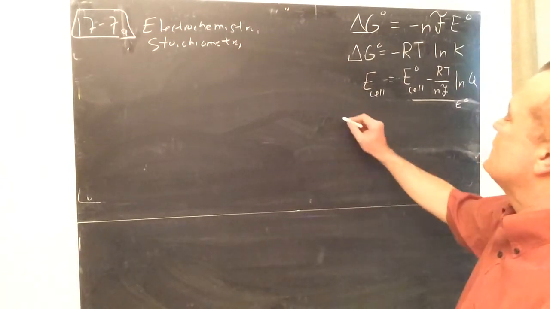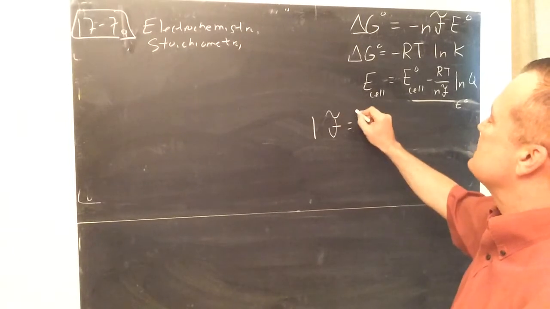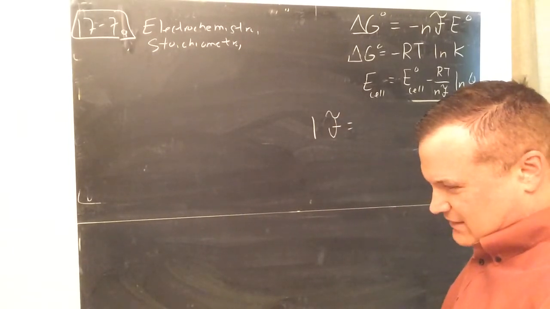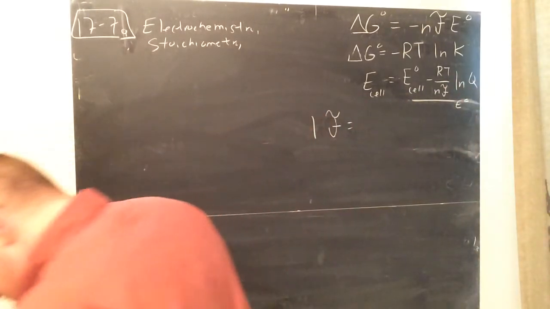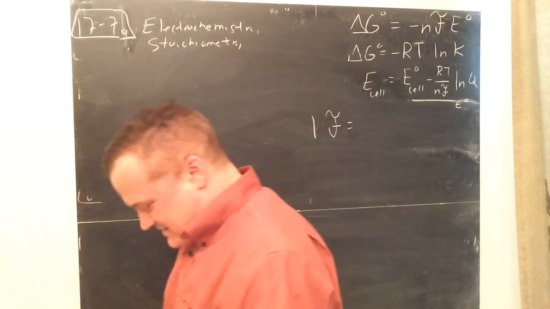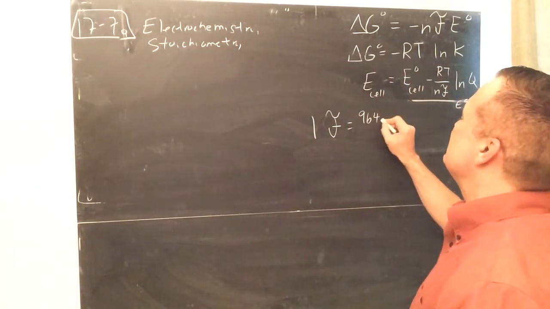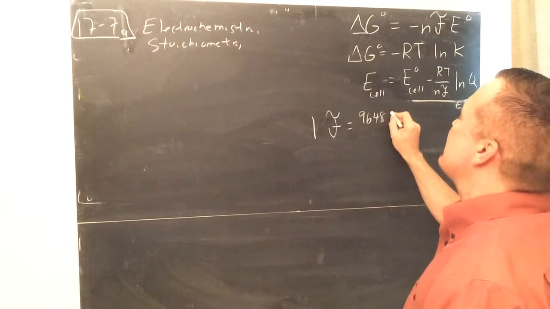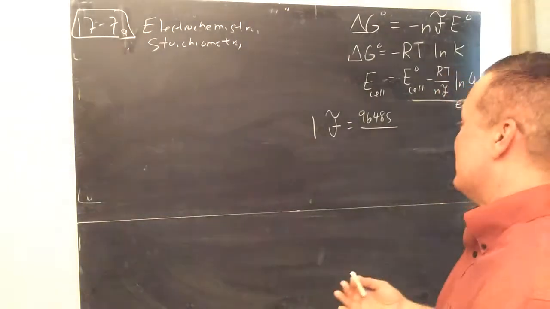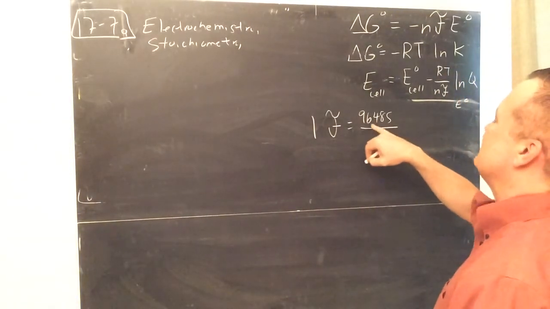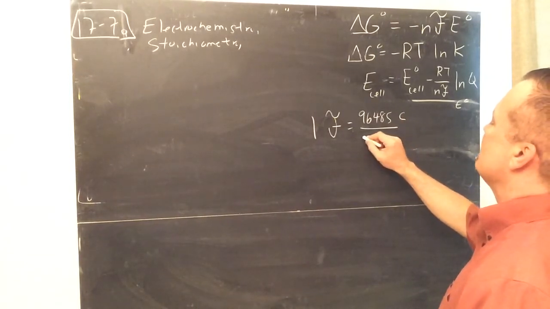One of them is you need to know what a Faraday is. I've already told you about that. 1 Faraday is 96,485. They give you this. They used to put 96,500. So on my answer keys, if you see 96,500, that's just because AP changed it to give you more sig figs. 96,485 coulombs per mole of electrons.